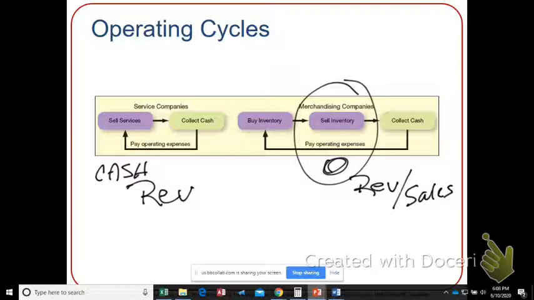Revenue and sales are the same thing, so don't get confused by them. It's just that typically when we have a merchandise type company, we call it sales because we're selling something. When we have a service type company, we call it revenue because we're not selling a product, we're selling our own services.